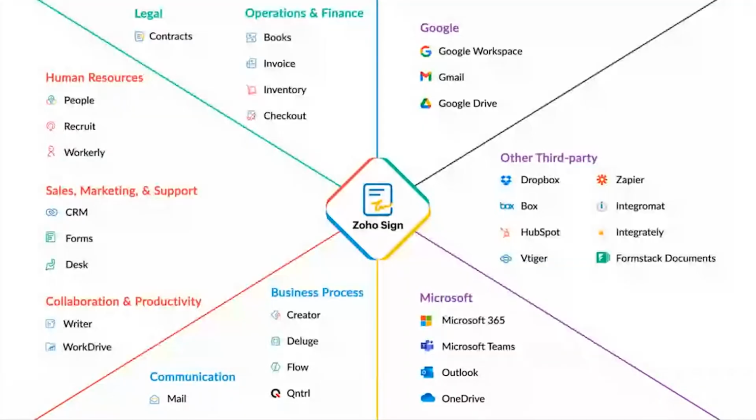Zoho Sign is one of the most tightly integrated apps in the Zoho ecosystem. It integrates with over 15 different widely used Zoho apps and various popular third party ecosystems and applications such as Microsoft 365, Google Workspace, Zapier, HubSpot, Dropbox, Box, and so on.